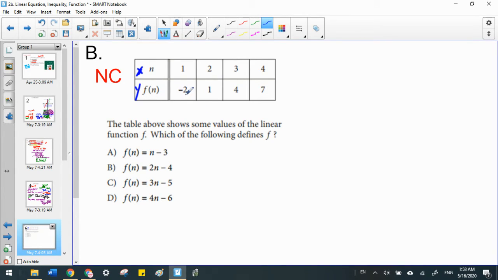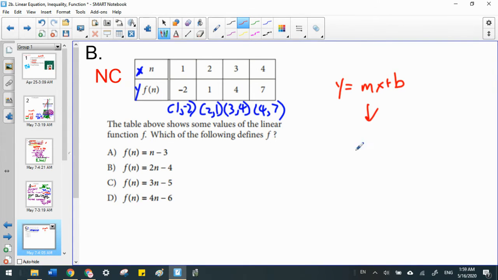Now when we read through this, they're essentially giving us a set of coordinates where when the x value is 1, y is negative 2. And when the x value is 2, y is 1. When x value is 3, y is 4. They're straight up giving us coordinates. And having these coordinates means that I can write this into a linear equation. And if I can write it into a linear equation, I might as well call it a function.